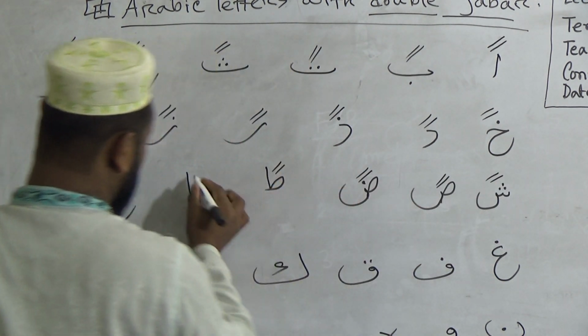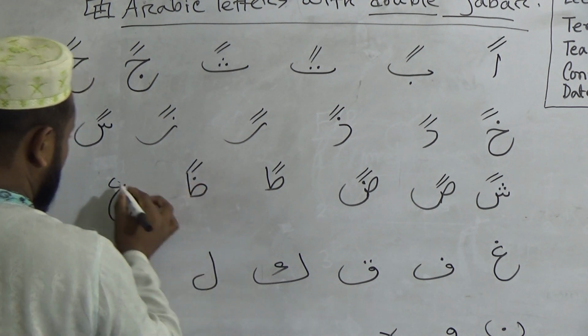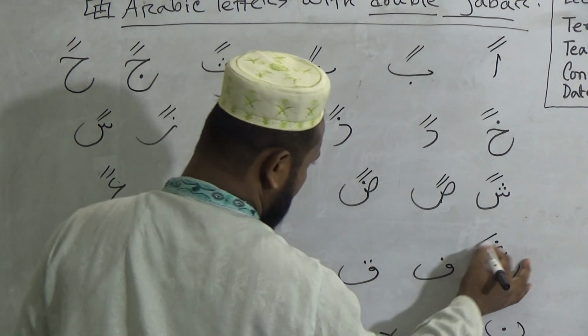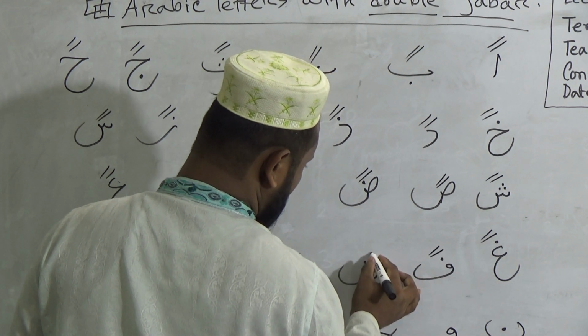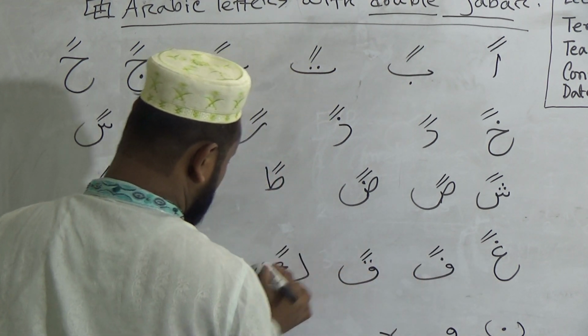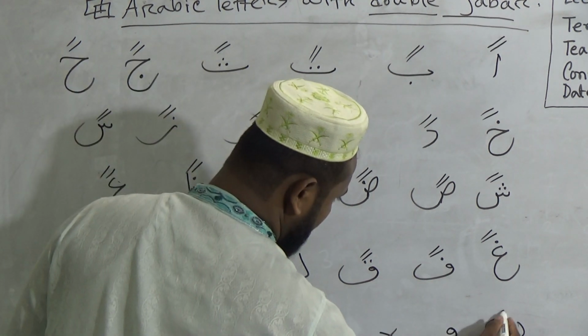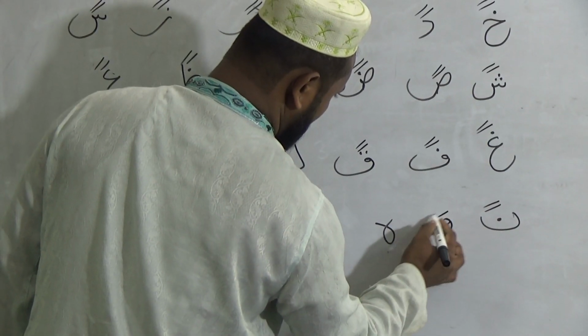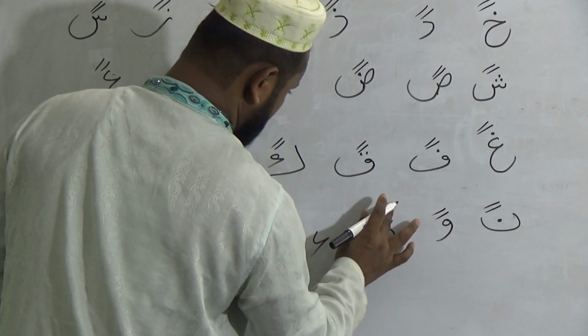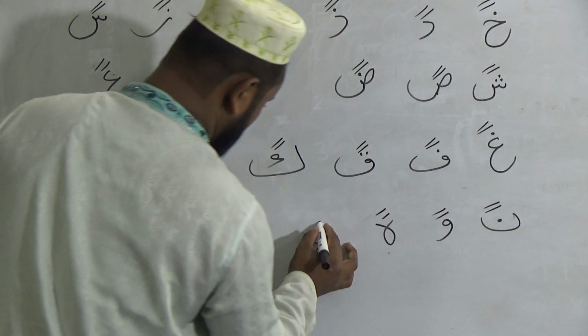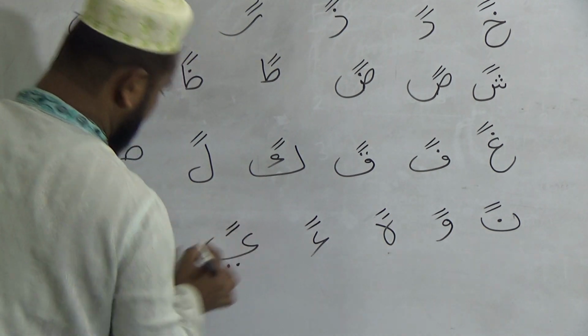To dui Jabur Ton, Zo dui Jabur Zon, Ain dui Jabur An, Goin dui Jabur Gon, Fa dui Jabur Fan, Kop dui Jabur Kon, Kap dui Jabur Kan, Lam dui Jabur Lan, Mim dui Jabur Man, Nun dui Jabur Nan, Wau dui Jabur Wan, Ha dui Jabur Han, Hamza dui Jabur An, and Ya dui Jabur Yan.